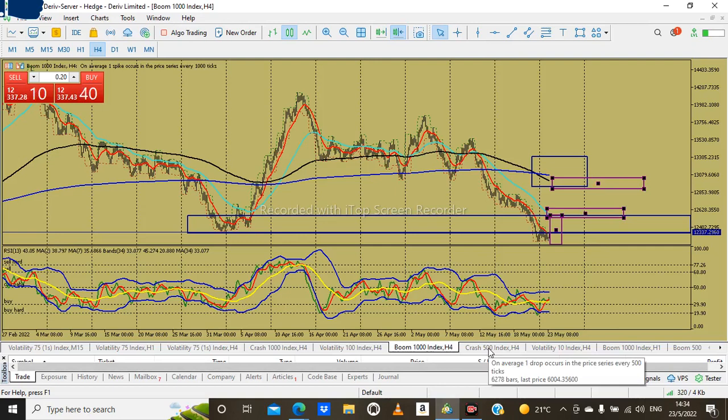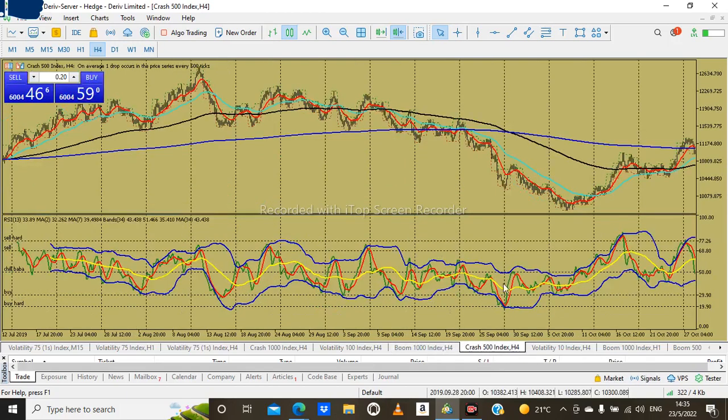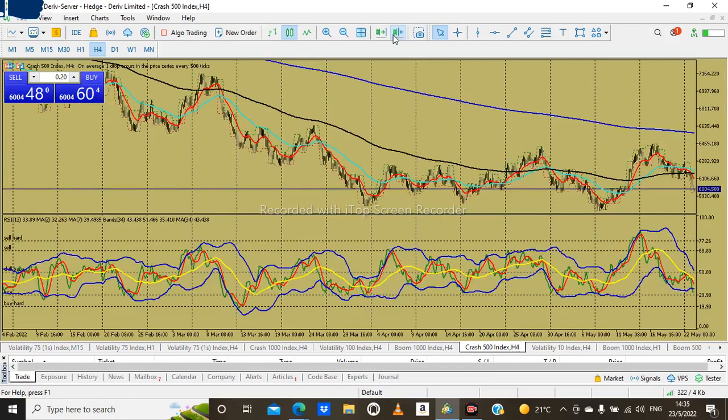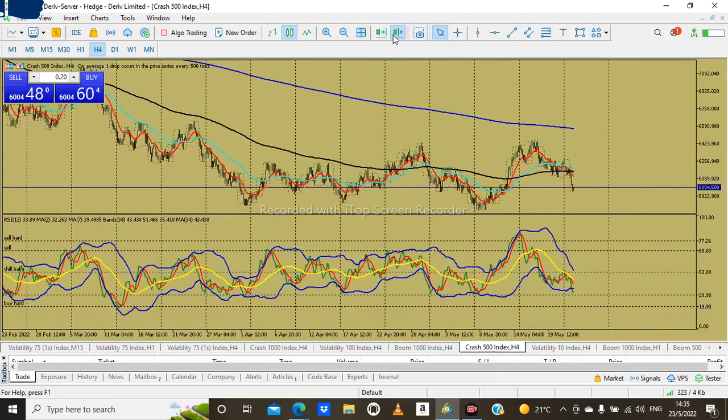So boom, 1000 buy. Boom, 1K buy. Okay, let's look at Crash 500. We've been trading for quite some time. You see how the market forms, and you trade based on a sixth sense. A gut feeling is important.